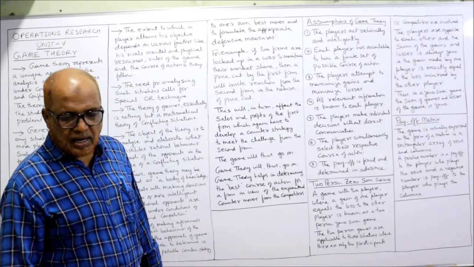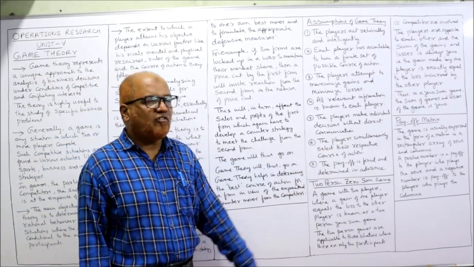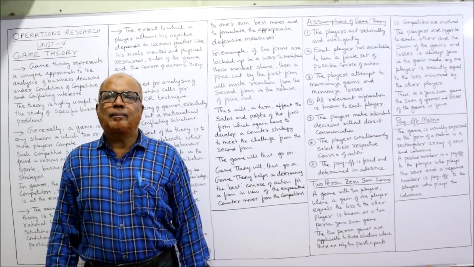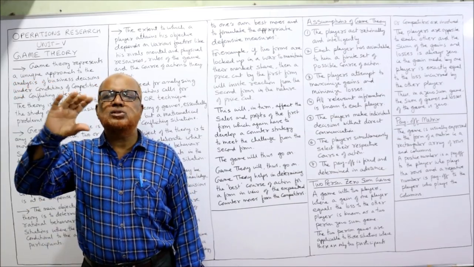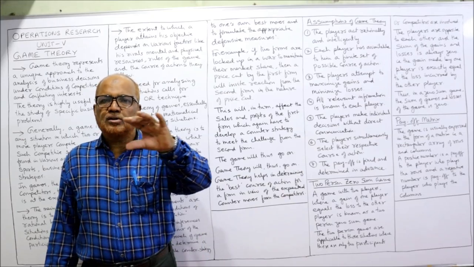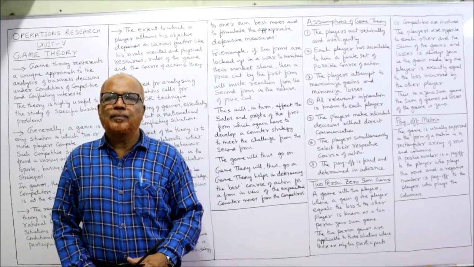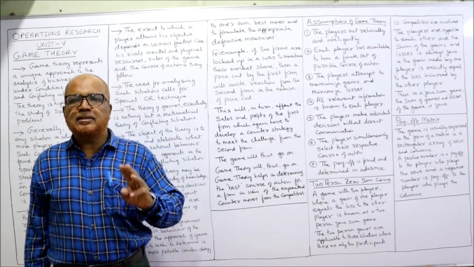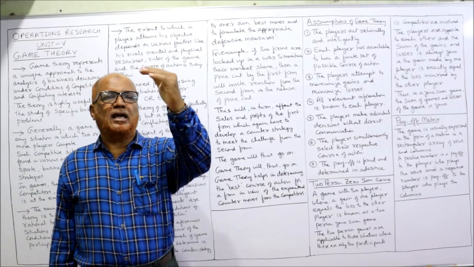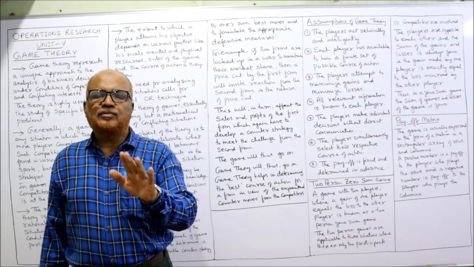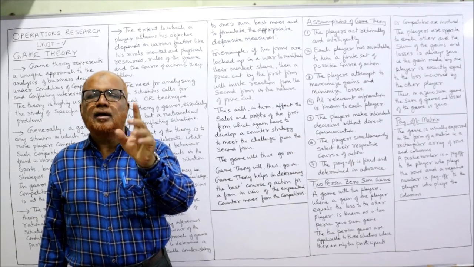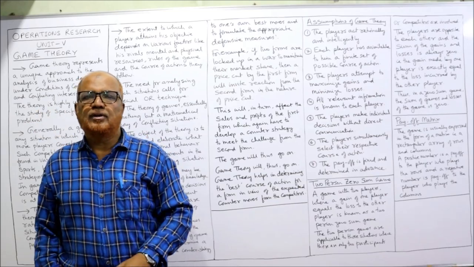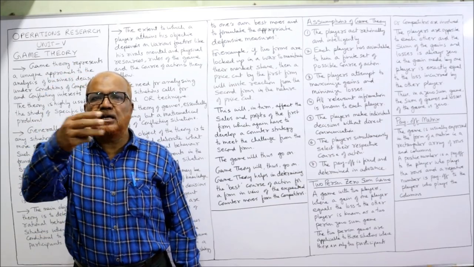The last concept in this video is the payoff matrix. A matrix consists of rows and columns. In rows, the strategies for player A. In columns, the strategies available for player B. Example, three strategies are available for player A: A1, A2, A3. Out of these three strategies, he has to select any one. Player B has five strategies: B1, B2, B3, B4, B5. So we have five columns and three rows.